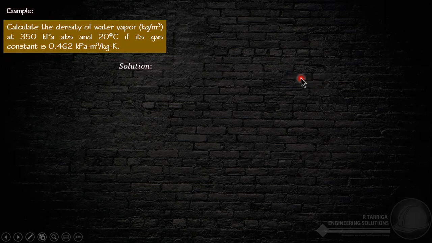Okay, so of course, for the density of water vapor we will use the ideal gas law, which is PV equals MRT. So the density is M over V, which is pressure over RT. Let's solve first for the absolute temperature, because 20 degrees Celsius is still in Celsius. Let's convert that into degrees Kelvin: 20 degrees Celsius plus 273, so obviously that would be 293 degrees Kelvin.